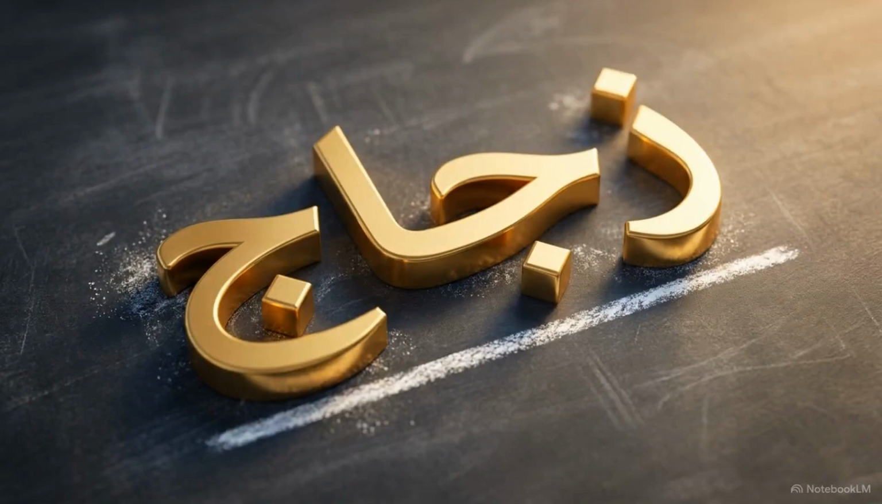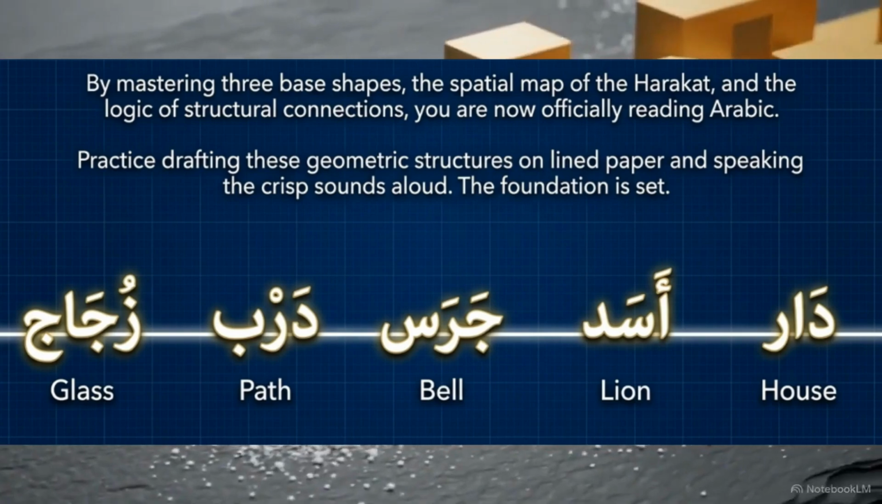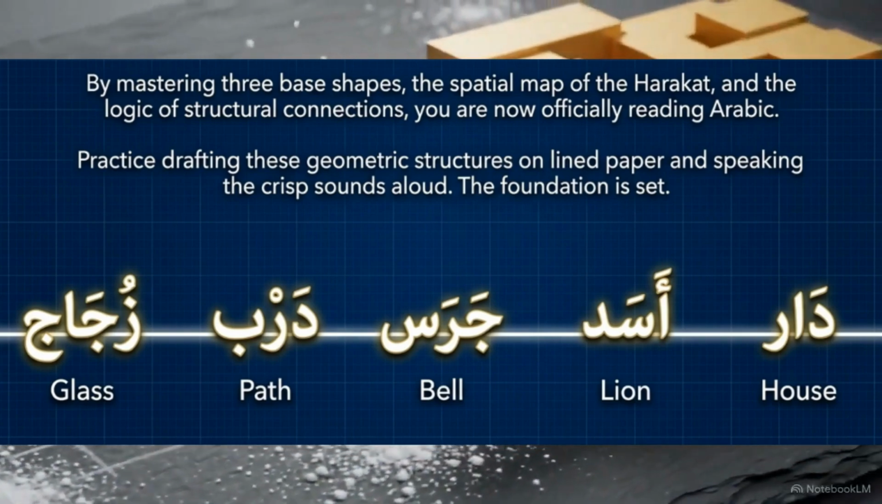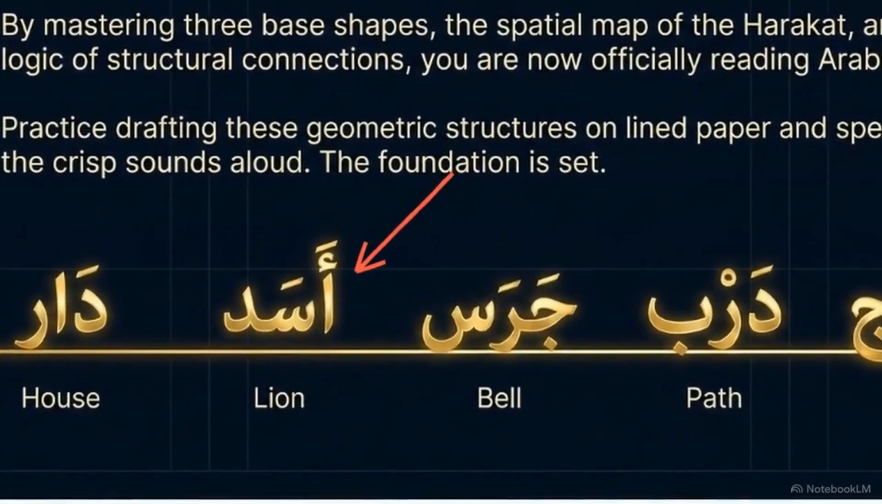Look at what you have achieved. You have moved past isolated characters and can now decode the logic of real Arabic script. Here are 5 examples. Scan across them from right to left. Use your ability to spot the structural breaks and the flattened bridges in words like Asad and Jaras.